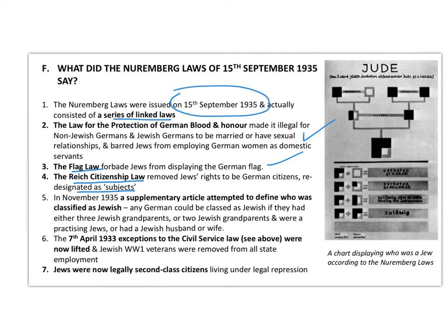A supplementary article was passed in November 1935 that attempted to define who was classified as Jewish. And that was always a real difficulty, because how do you classify a Jew who's got three Jewish grandparents, but one of the grandparents is actually an Aryan, or two Jewish grandparents? And so the Nazis tried to bring in all sorts of criteria about, well, if you've got two Jewish grandparents but two Aryan grandparents, but you are a practicing Jew in your faith, then you are a Jew, but if you are a non-practicing Jew, you're not, and so on. And they got into a real tangle over that, what we call the Mischlinge, part Jews.